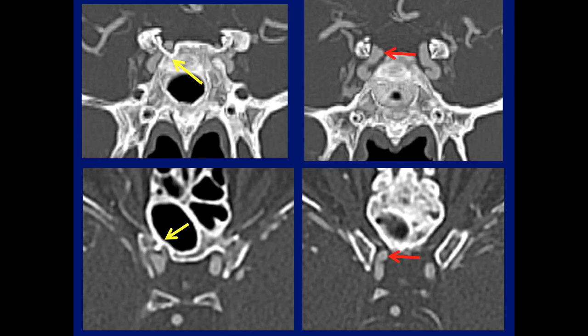So CTA can be helpful when you identify the optic strut to tell of these paraclinoid aneurysms: are they within the subarachnoid space, or are they within the cavernous sinus, or sitting right half in, half out?